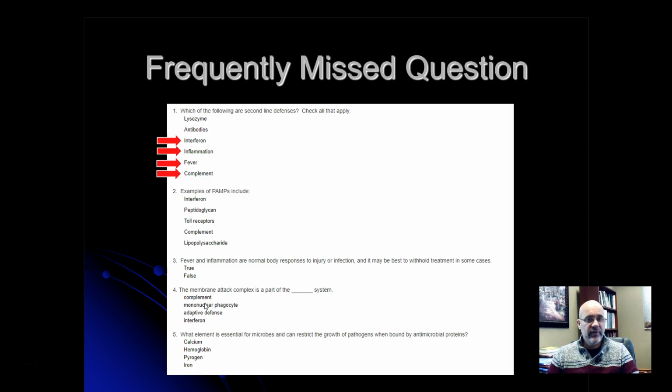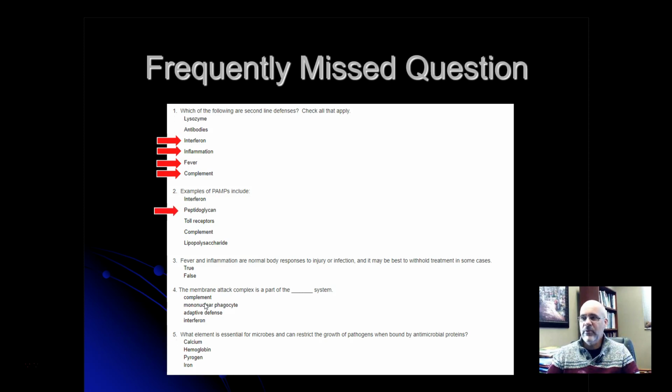Examples of PAMPs, pathogen-associated molecular patterns, include, so how do you think about this? What are molecules that we have talked about in this course that are present on lots of microorganisms, but they're not our own molecules? PAMPs are going to be things that are foreign to the body. So interferons, no, we're not going to pick that because interferons are chemical signaling molecules of the immune system. Peptidoglycan, yes, cell walls of bacteria.